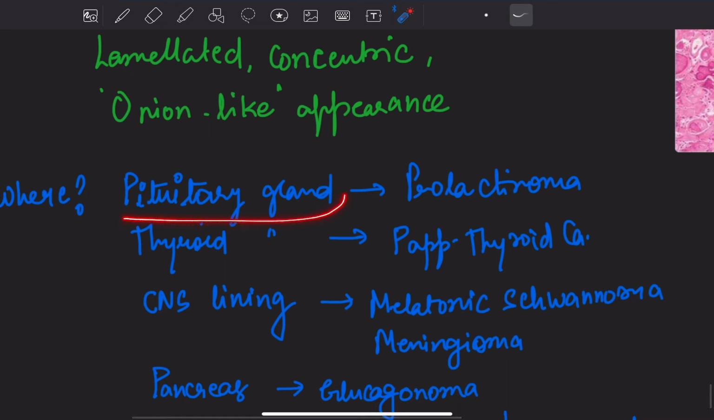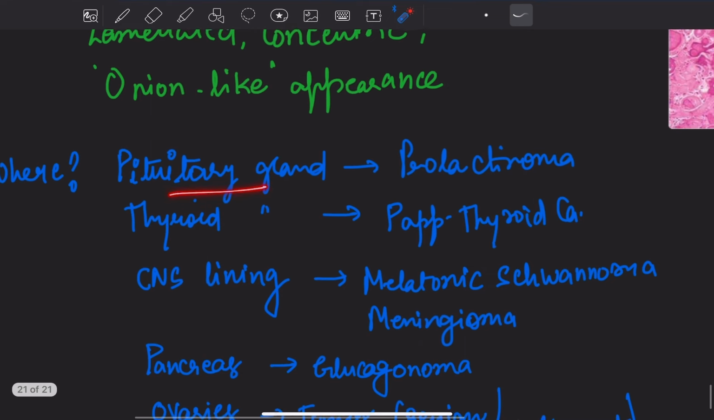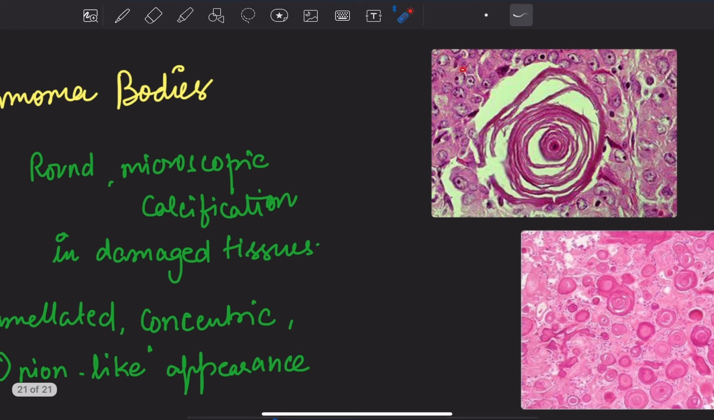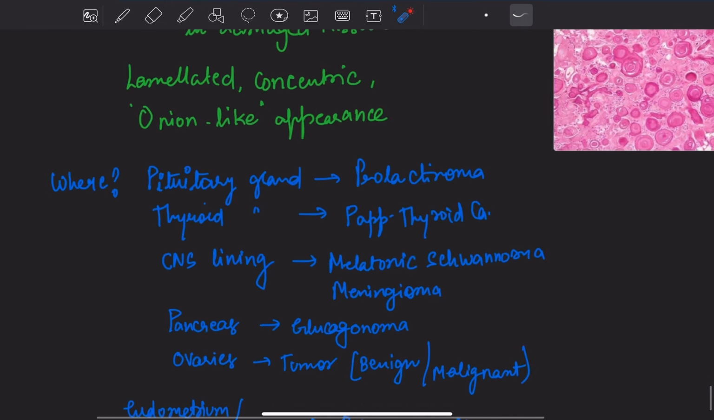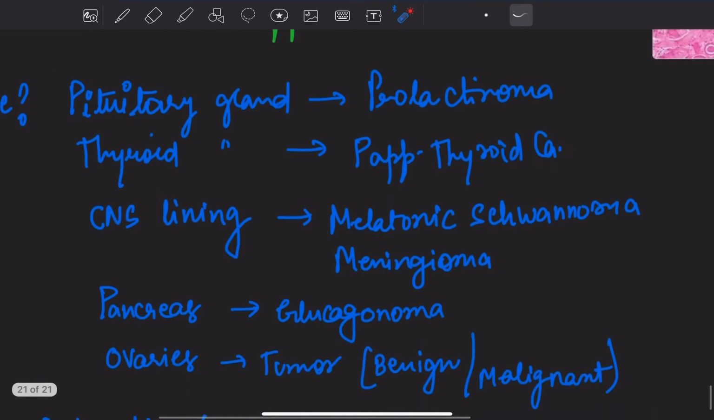So the first one is the pituitary gland. In the pituitary gland we have the tumor called prolactinoma. If someone has a prolactinoma tumor in the brain, in the pituitary gland, then the histological slide of the gland will show Psammoma bodies. Okay, similarly thyroid: in papillary thyroid carcinoma, not all types of carcinoma of the thyroid, the specific papillary thyroid carcinoma will show Psammoma bodies.